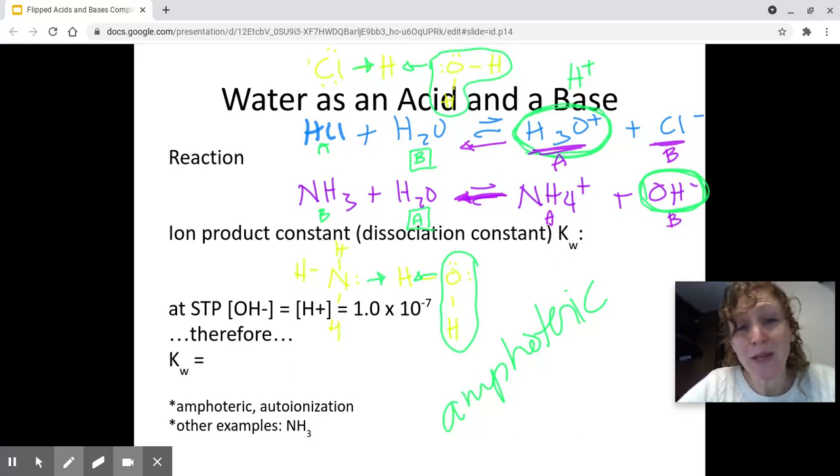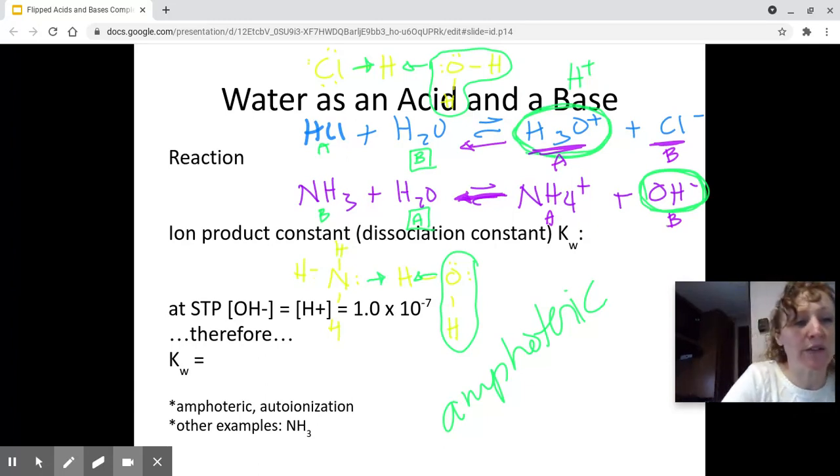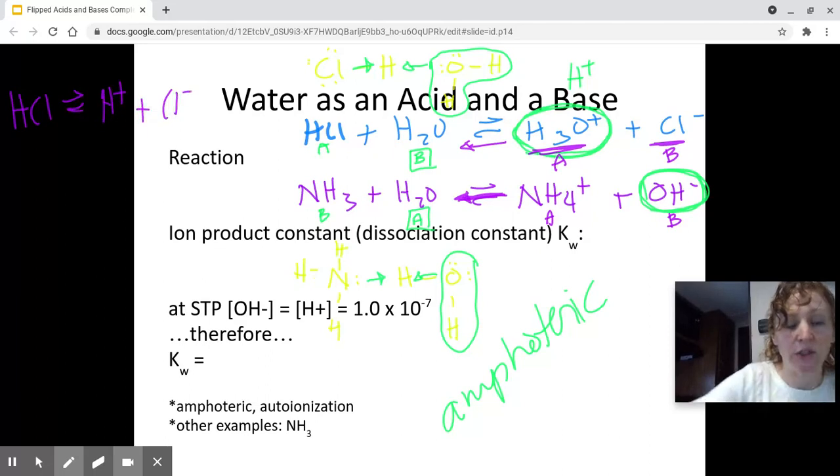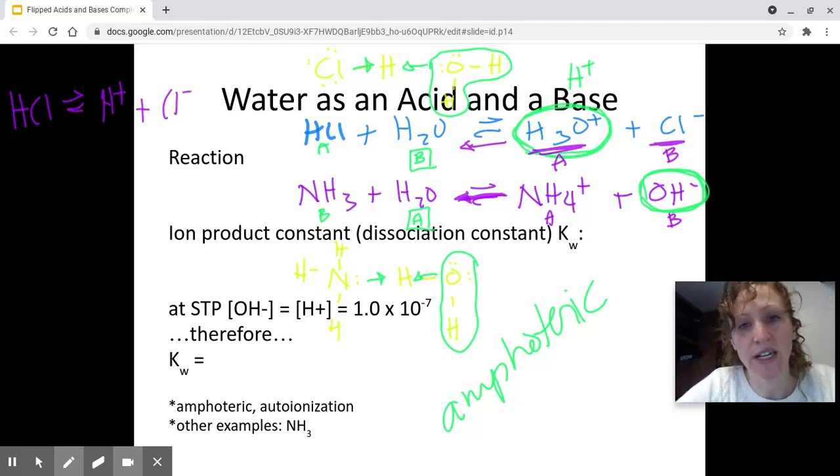Okay, so notice we have labeled everything in these reactions as an acid or a base. Now, this is not as easy to do if you were to write the hydrochloric acid as a dissociation reaction. It's a lot harder to look at this dissociation reaction and label things as acids and bases, but you still can in some respects.